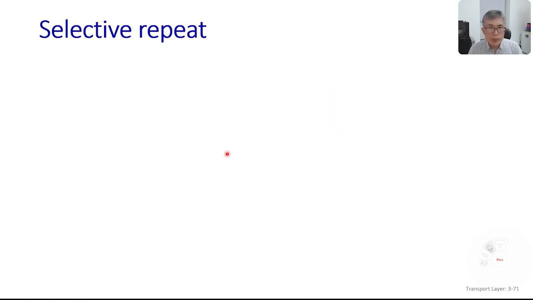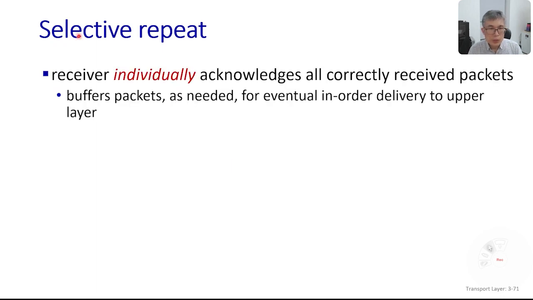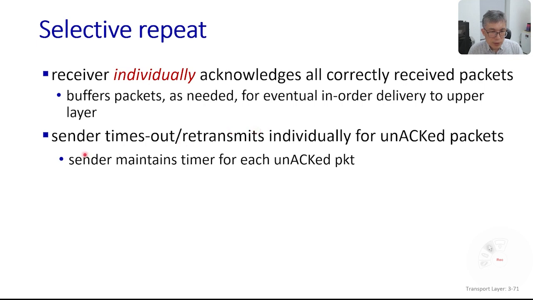From now on, I will explain selective repeat. In the selective repeat case, the receiver individually acknowledges all received packets rather than using a cumulative ACK, okay? Previously, in the Go-Back-N case, when a middle packet is missed, the highest recently received packet is acknowledged, generating duplicate ACKs. In selective repeat, the packets are buffered for eventual in-order delivery to the upper layer, like the application layer. The sender times out and retransmits individually the unacknowledged packet, rather than the timeout packet and the next transmitted packets.